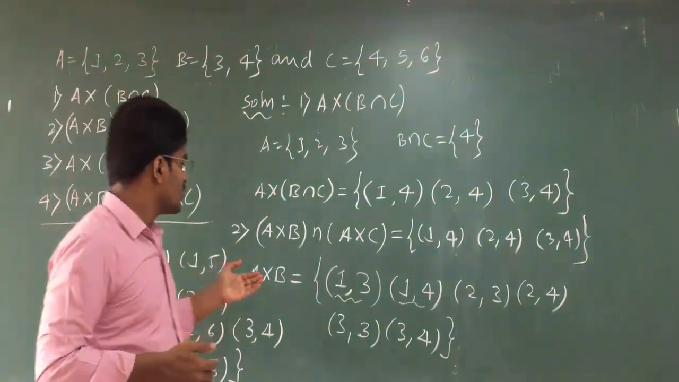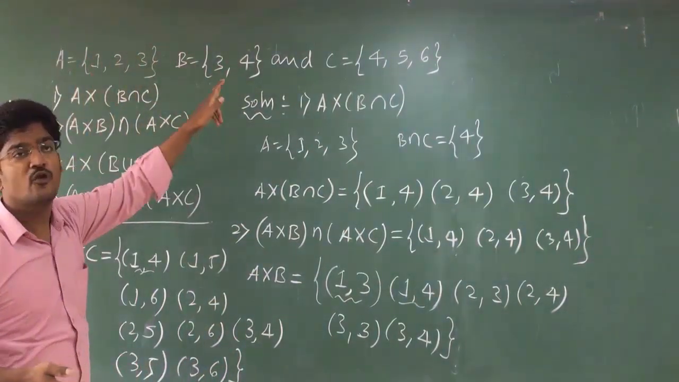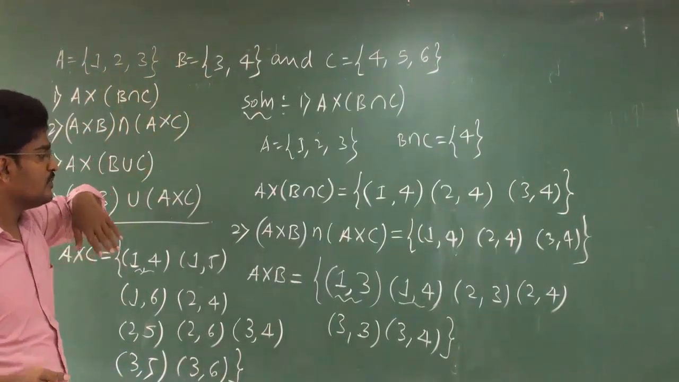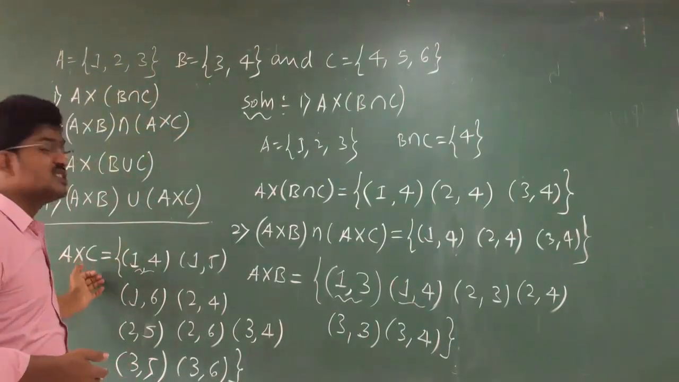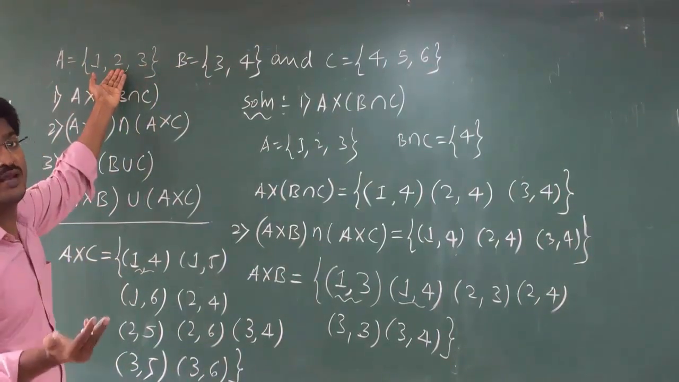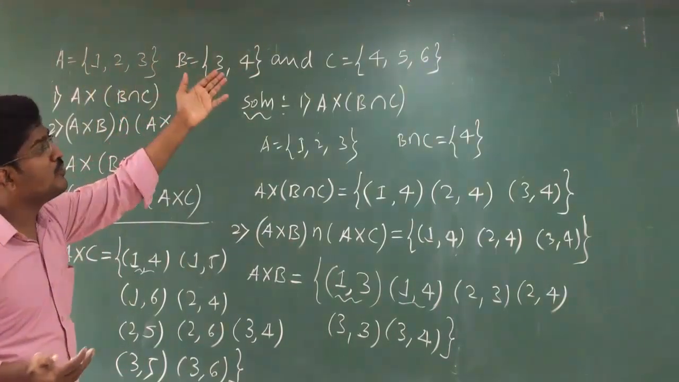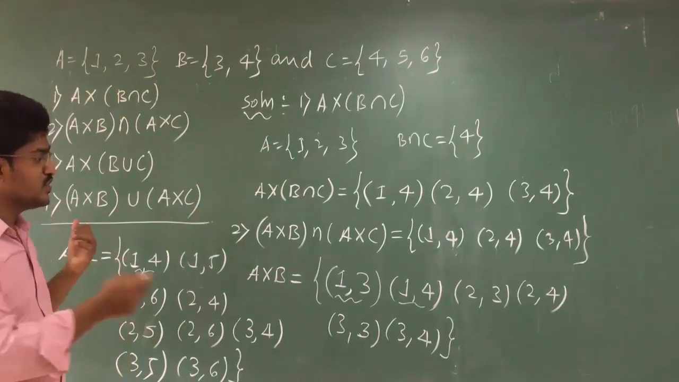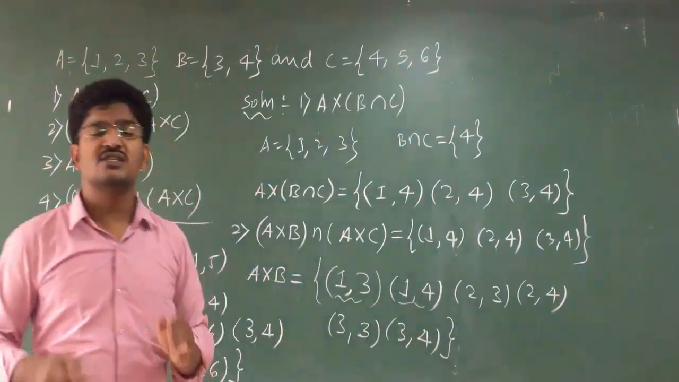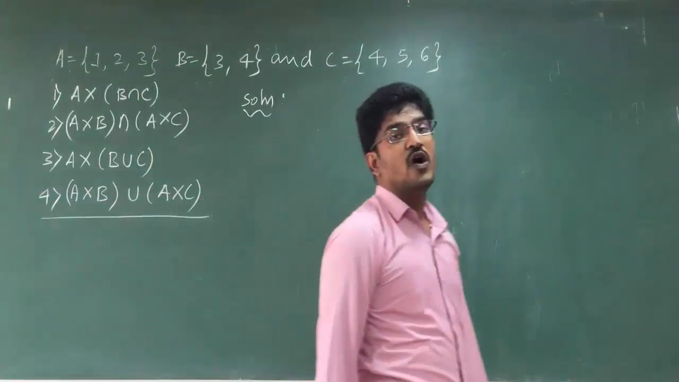ಕ್ಲಿಯರ್? ಸೊ A cross B, this is A, this is B. So you are going to get 1, 3, 1, 4, 2, 3, 2, 4, 3, 3, 3, 4. Clear? Next A cross C 1, 4, 1, 5, 1, 6. Next ಅವು ಮೂರು ಎಲಿಮೆಂಟ್ಸ್ ಆದ್ಮೇಲೆ 2, 4, 2, 5, 2, 6. ಅದು ಆದ್ಮೇಲೆ 3, 4, 3, 5, 3, 6. ಅದಿಷ್ಟು ಕ್ಯಾಲ್ಕುಲೇಟ್ ಮಾಡಿದ್ಮೇಲೆ ಯಾವ ಕಾಮನ್ ಎಲಿಮೆಂಟ್ಸ್ ಇರ್ತಾವೋ ಅದನ್ನ ಆರಿಸಿ ಇಲ್ಲಿ ಬರಿಬೇಕು. ಬಿಕಾಸ್ ದಟ್ ಈಸ್ ವಾಟ್ ದೇ ಆರ್ ಆಸ್ಕಿಂಗ್. ಕ್ಲಿಯರ್?